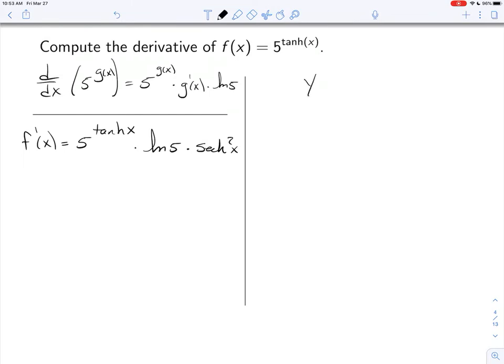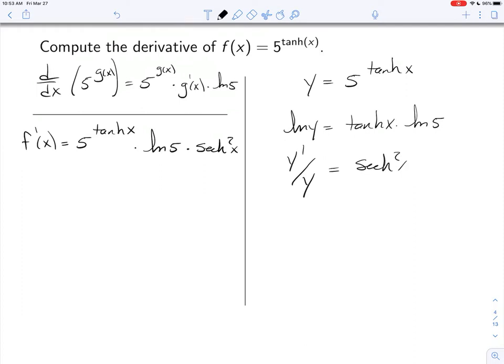Another way, though, that you can work this one out, you don't have to do it this way, but if you wanted, you could rewrite this as y equals 5 to the tanh of x. And so ln of y is take the natural log of the right side, and you're going to get what? Pull the tanh down, tanh of x times ln of 5. So y prime over y is the derivative of tanh, which is sec squared of x, times ln of 5. Solve for y prime, and we're right back where we got on the last problem. So 5 to the tanh of x sec squared of x ln of 5. Same thing.